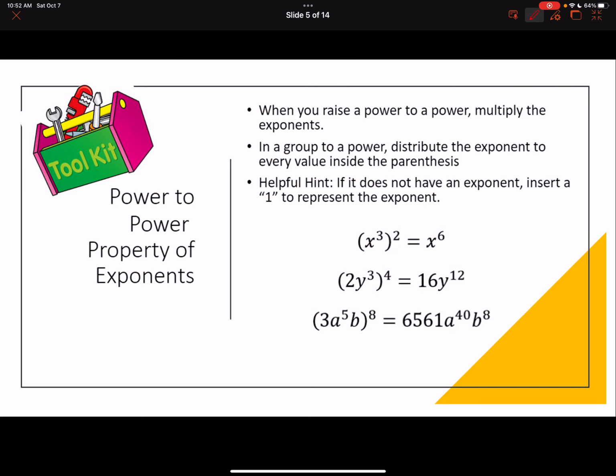So write this rule down in your toolkits. You can pause the video if you need to, but when you raise a power to a power, you multiply the exponents. In a group to a power, you're distributing the exponent to every value inside the parentheses. And what does this mean for coefficients? I'll jot down another note here that you could add. That means you have to raise the coefficients to the power.